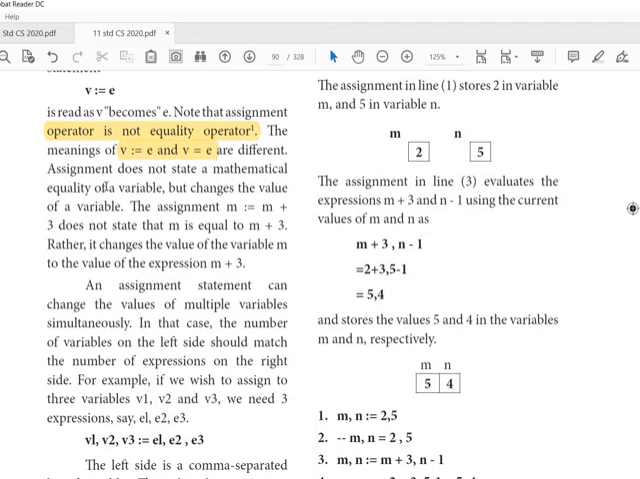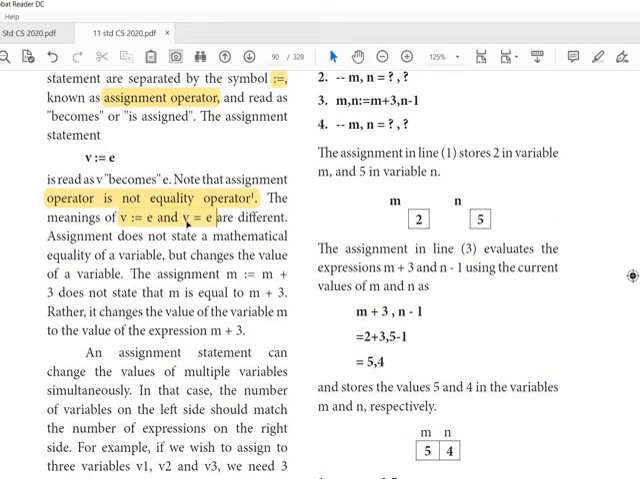Assignment does not state a mathematical equality of a variable. Equality means comparing the left side and right side. Assignment means storing the right side value into the left side variable. Equality means comparing the left side and right side. For example, v = e means I am asking whether the value in v is equal to the value in e.